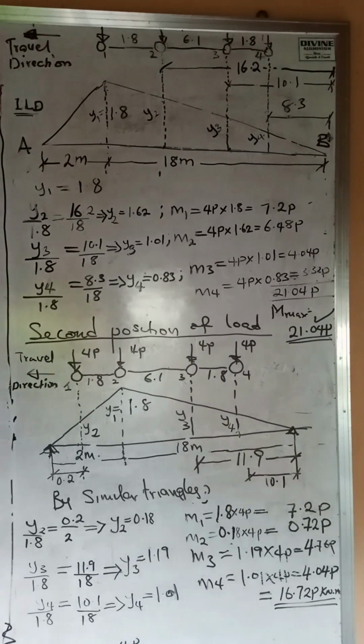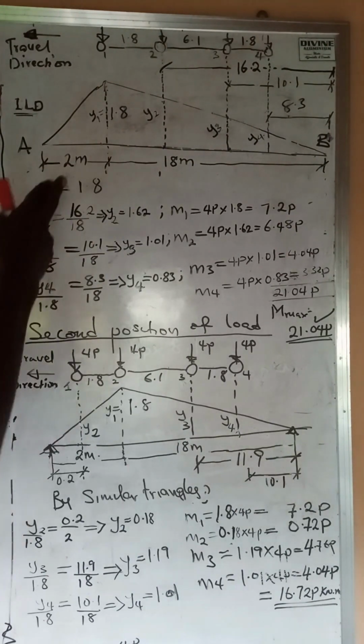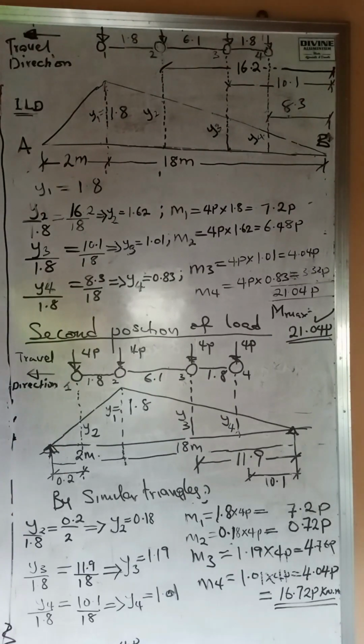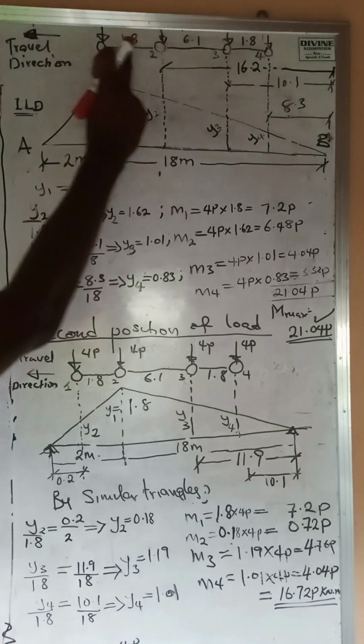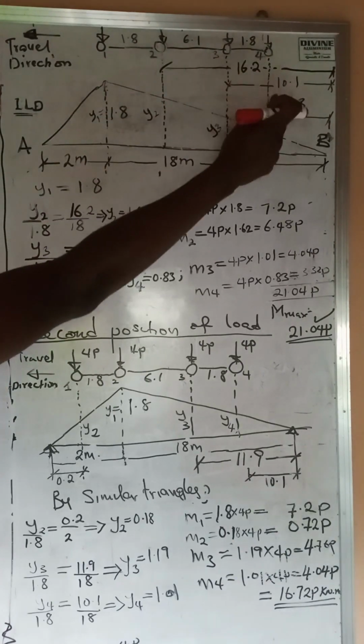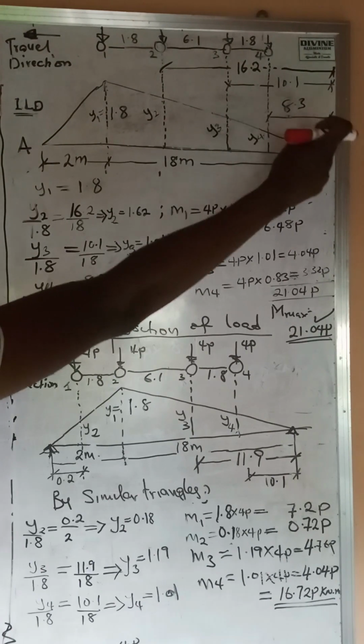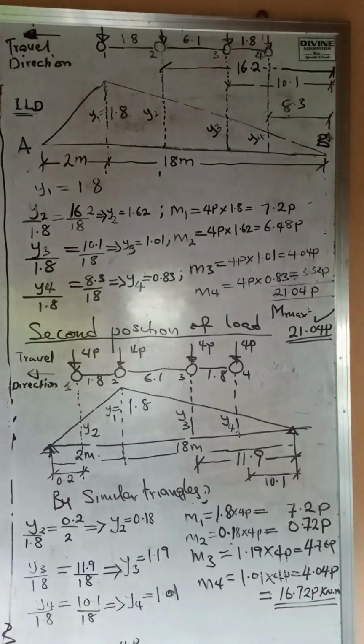Now, if you look at it, we have 18 meters on one side, we have 2 meters on the other side. Now, the first thing we are going to do, what is the distance from this load to this point? You can see it from here. This is where the load stops. So what is left over here is 8.3. So similarly, like we did in the first one, we are going to use a similar triangle principle.